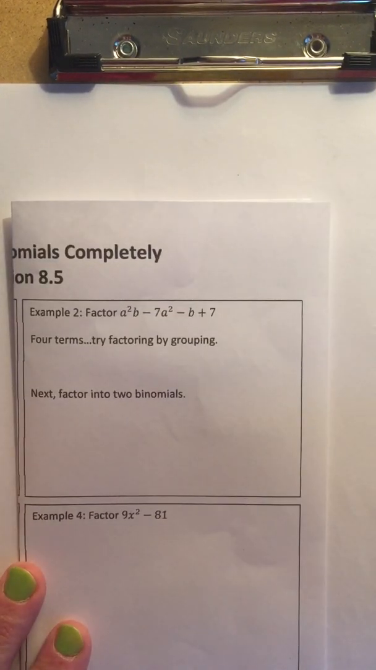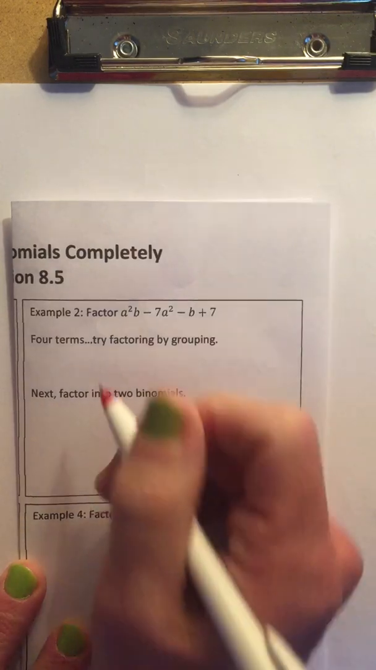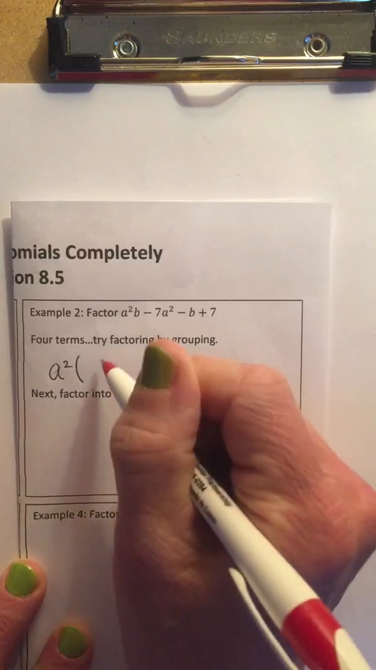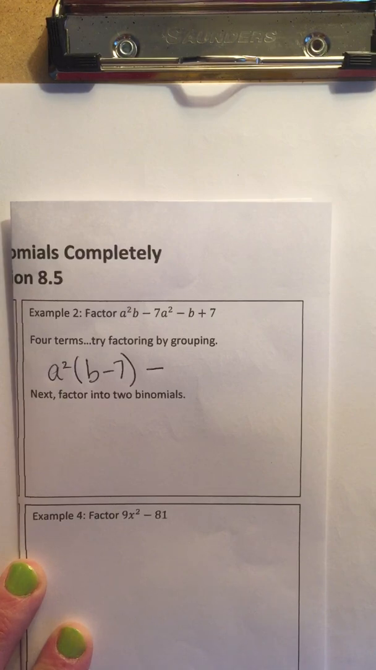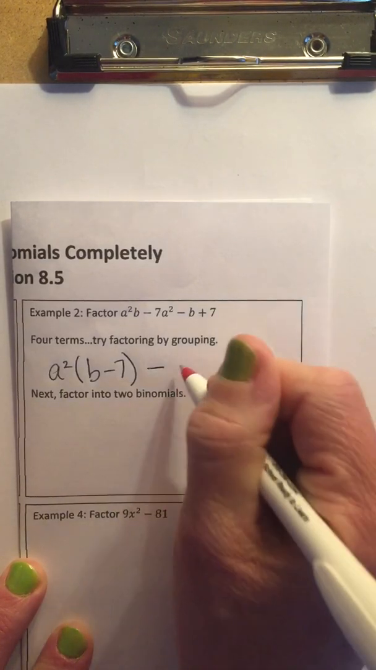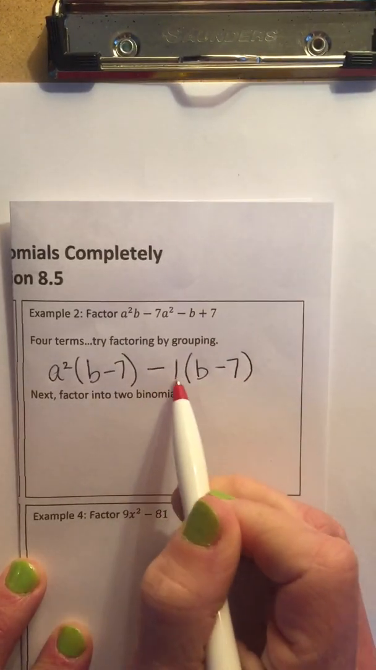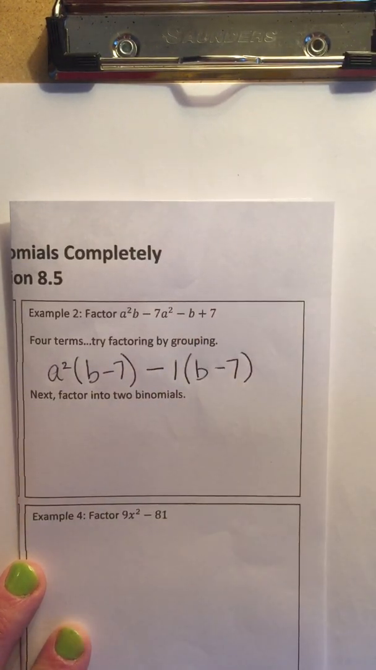Example 2, factor a squared b minus 7a squared minus b plus 7. Since there are 4 terms, we are going to try to factor by grouping. From the first 2 terms, we can factor out an a squared. And inside our parentheses, then we will have b minus 7, minus, if we factor a 1 from both of those terms, it will be b minus 7. Negative 1 times the b is our negative b. Negative 1 times negative 7 is plus 7.